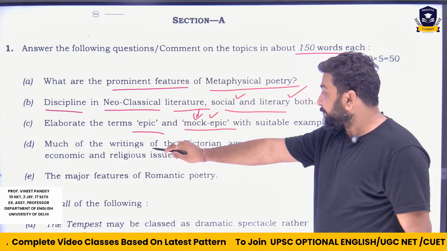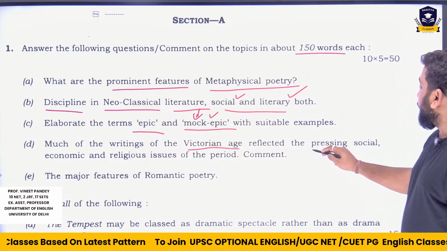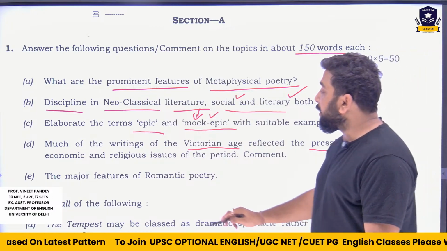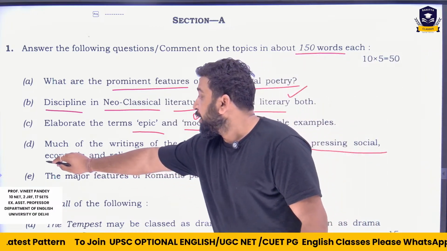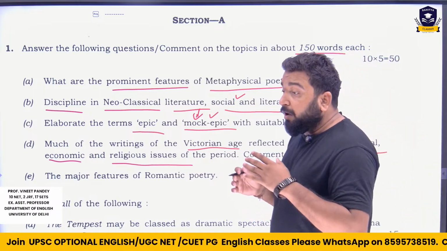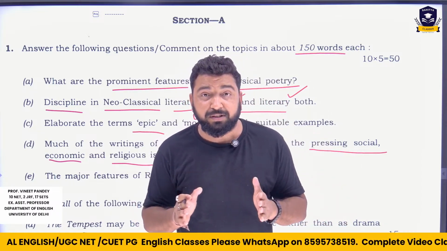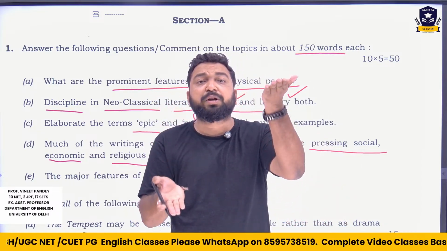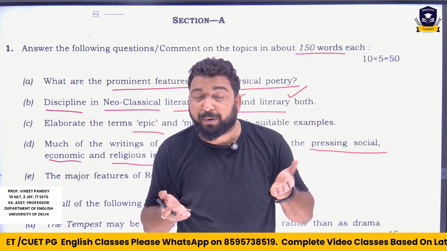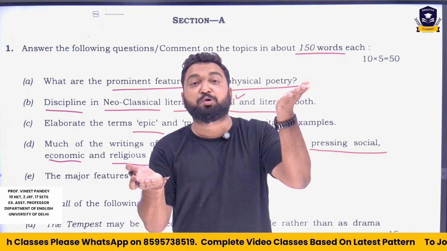Then, much of the writings of the Victorian age talk about pressing social, economic and religious issues. So yes, it is again an easy question. It's a very easy question because when you study Victorian literature, you will find that most Victorian writers were dealing with the Victorian pyramid, the Victorian class gap. They were talking about a society torn between the super rich and the super poor.